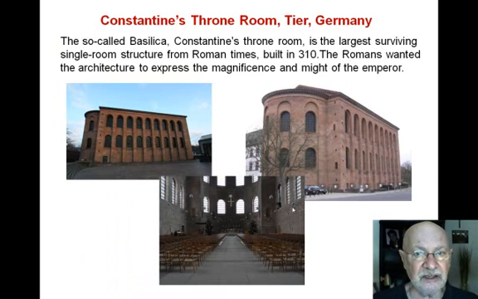Constantine's throne room in Trier, Germany. He built this. This was his throne room, the largest surviving single-room structure from Roman times, built in 310. The Romans wanted the architecture to express the magnificence and the might of the emperor. Look at that building. If you came across that walking on the street, what would you think? Here is the inside. Today it's a Byzantine church. The chairs were not there. This was a completely open space except for up there in the apse, that's the apse, would have been Constantine's throne.